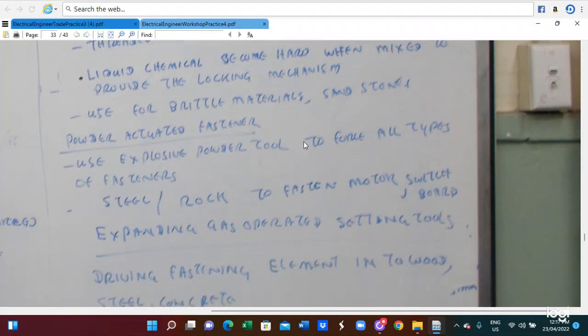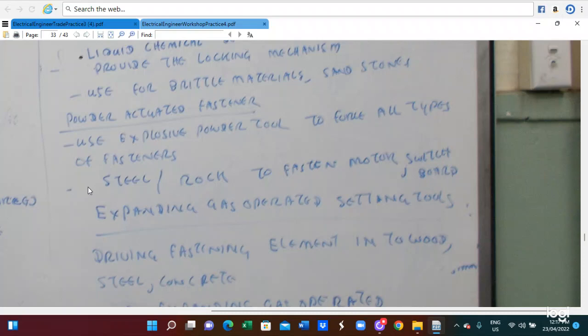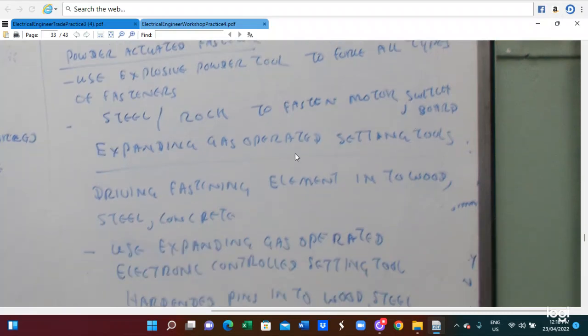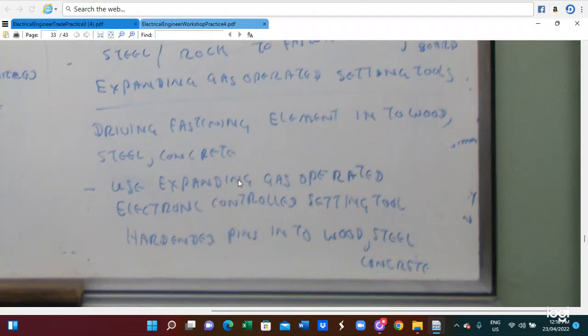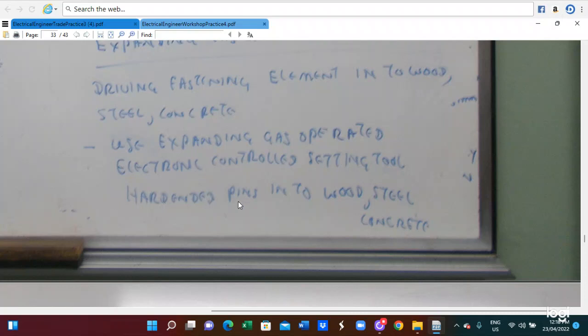We also utilize the powder-actuated fastener. They use explosive powder to force all types of fastener. They are utilized for steel and rod to be fastened to mortar or the switchboard. We also utilize the expanding gas operated setting tool. In this case, we use it to drive the fastening element into the wall, steel, plastic and concrete. We also use hardening pins for wood, steel and concrete.